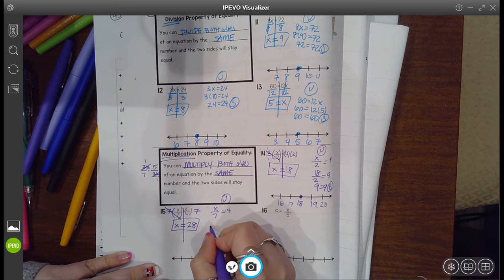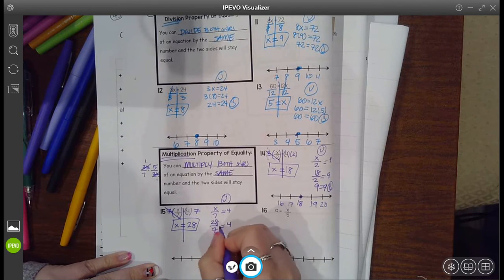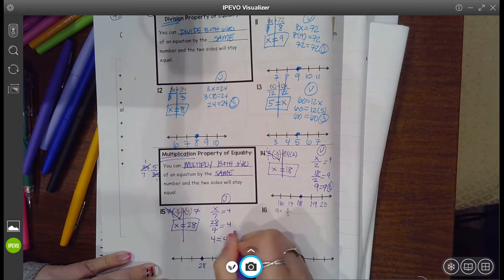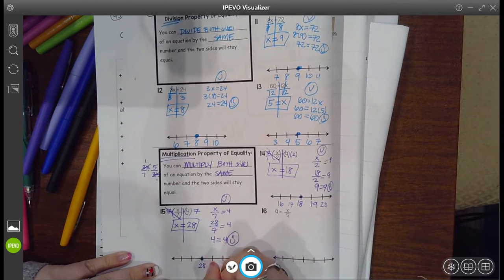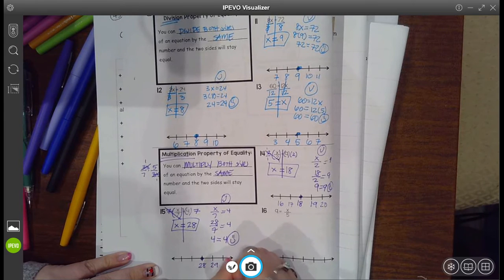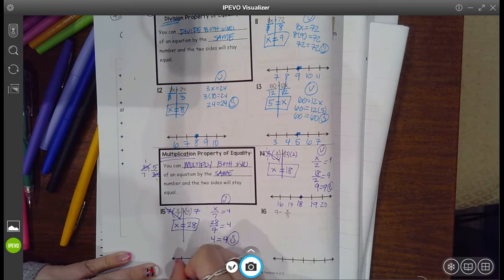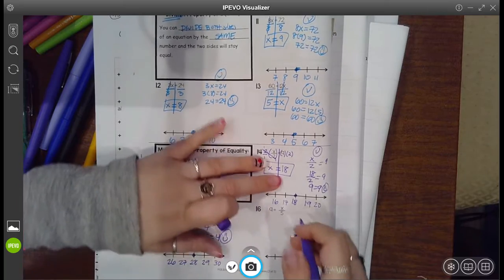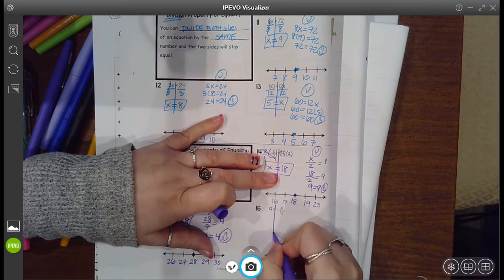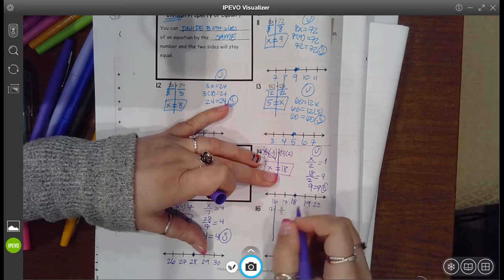I'm going to replace the x with what I think it is. 28 divided by 7 is 4. Bring down your equals 4. True statement. So yes, 28 was indeed the correct answer. Okay, if you haven't tried one yourself, pause it first. Okay, now unpause it and you're back with us.